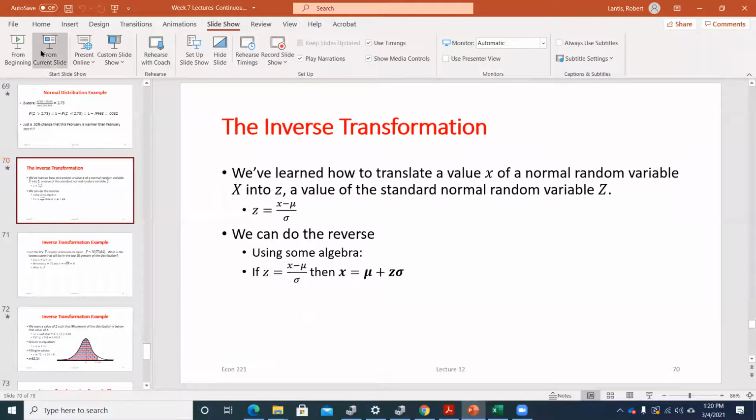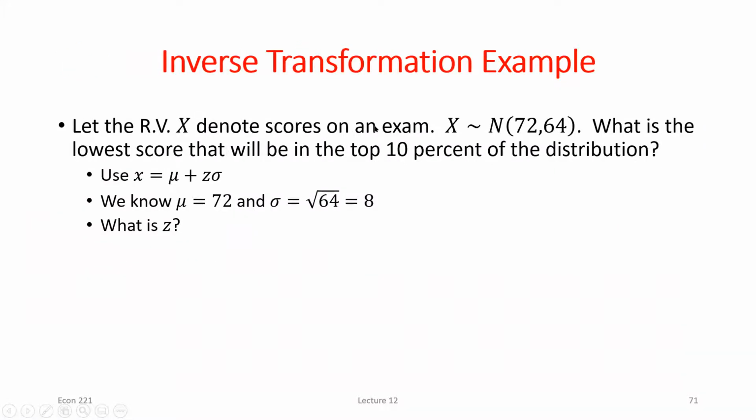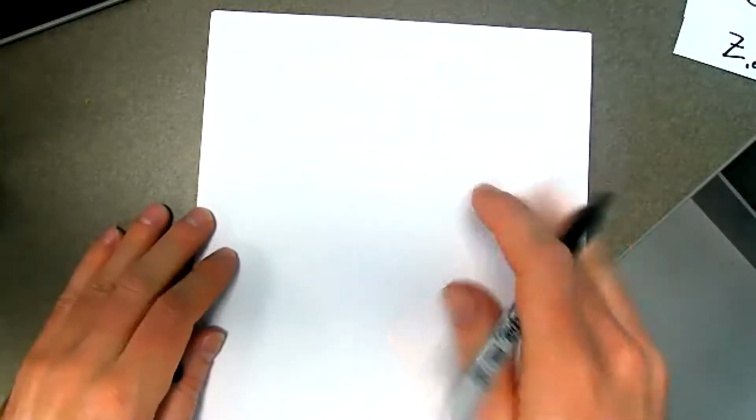So with this inverse transformation function, I'll show you how we can use this and work backwards. Let's say we've got a test that's distributed normally with a mean of 72 and a variance of 64. What's the lowest score that will be in the top 10% of the distribution? If we think about what we're looking for here, we have to find the z-score that would give us the cutoff where we're looking at the top 10%. Okay? So I'm going to draw this out.